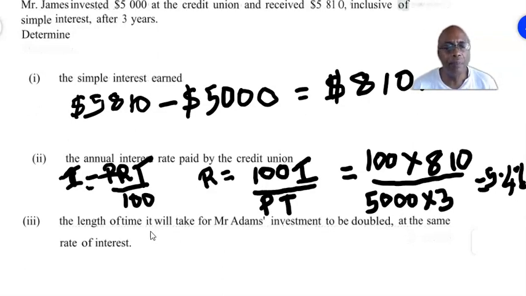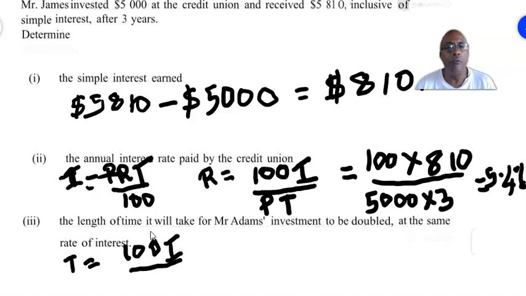Let's go on to part 3. We have to calculate the length of time it will take for Mr. James' investment to be doubled at the same rate of interest. So this time we have to find time. It means we have to rearrange the original equation to get time. And just the same way we found the rate, we're going to get time, T, equals 100 times the interest over the principal times the rate.